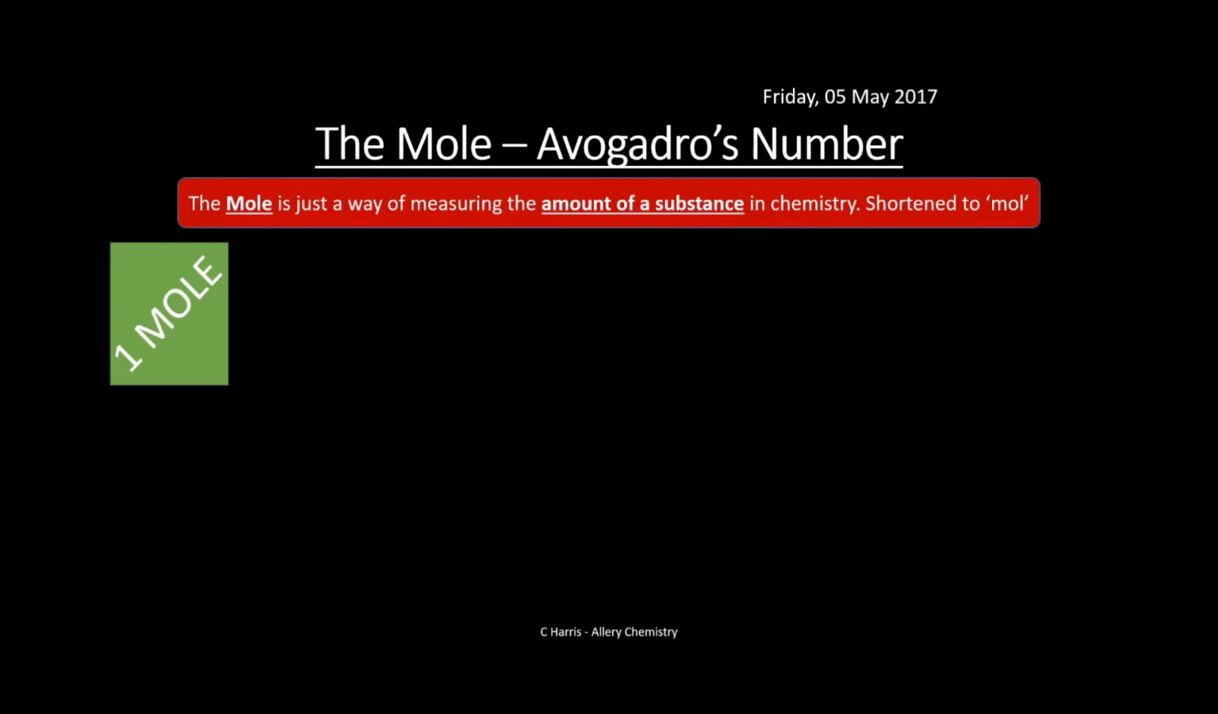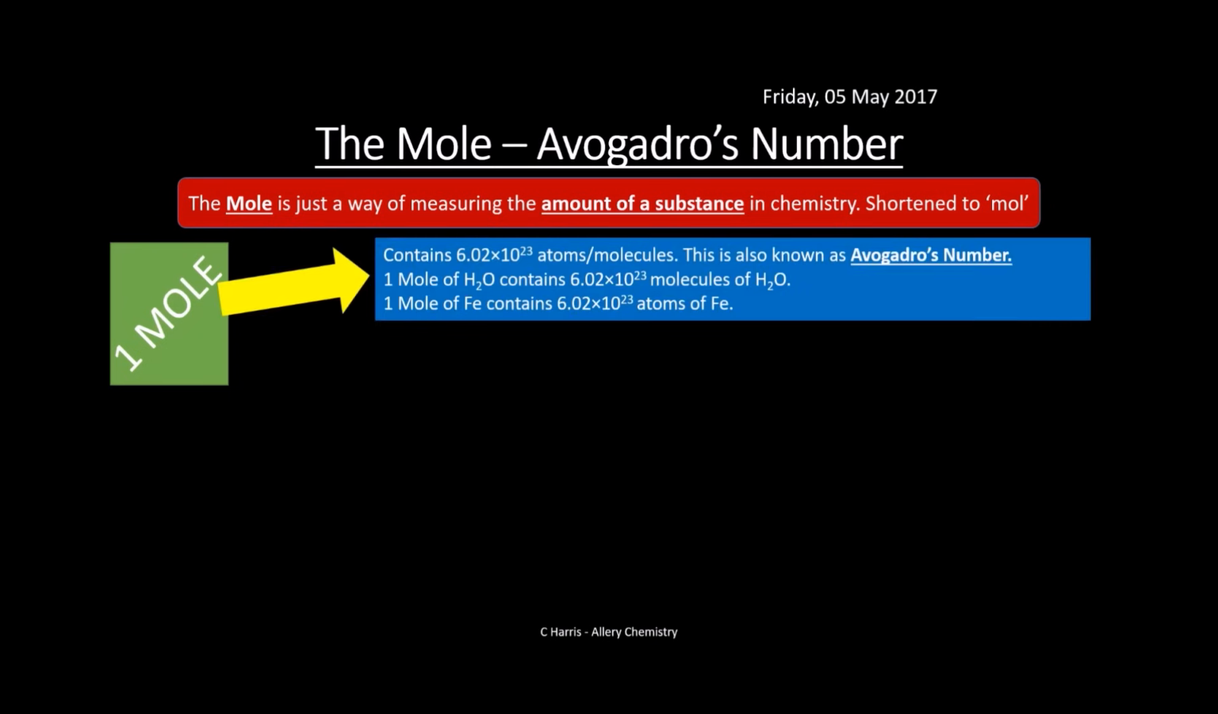Okay, so let's start with the mole. This is something called Avogadro's number we're going to be looking at. The mole is obviously very important in chemistry. It's used a lot, and we need to know that it's just a way of measuring the amount of substance in chemistry, and sometimes it's shortened to the letters mol. And basically, 1 mole of any substance contains 6.02 times 10 to the 23 atoms or molecules. This number is known as Avogadro's number.